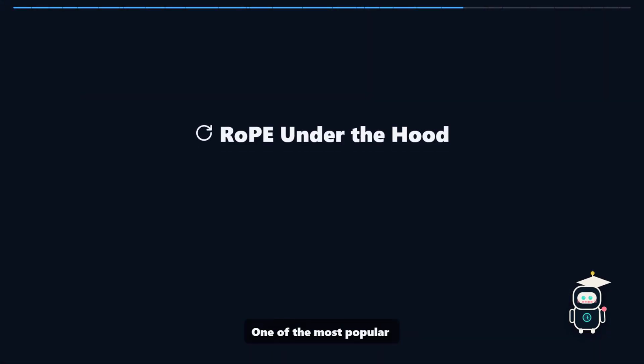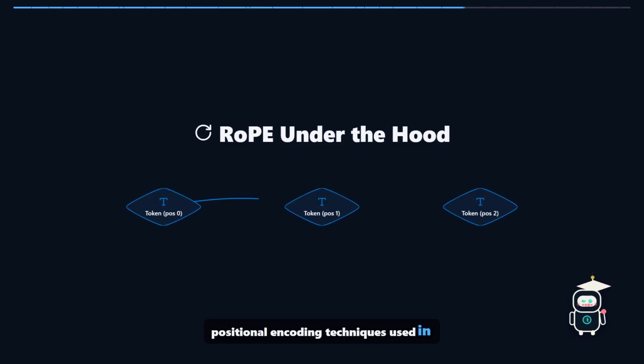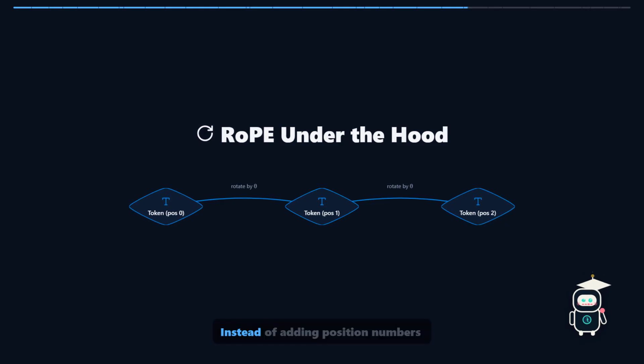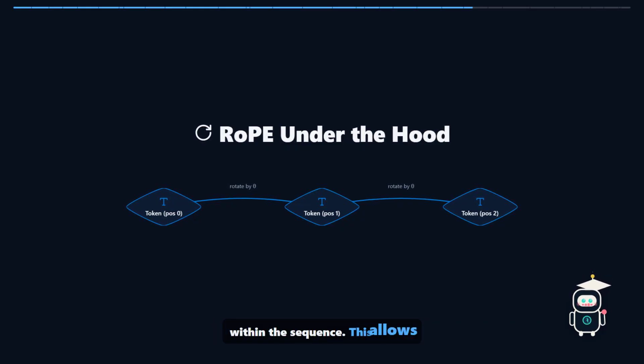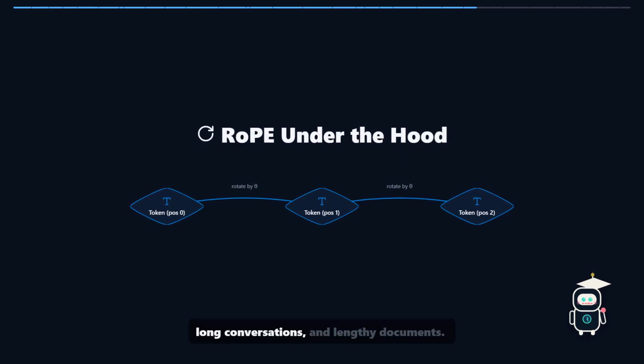One of the most popular positional encoding techniques used in modern transformer models is rotary position embedding, commonly called RoPE. Instead of adding position numbers directly to token embeddings, RoPE mathematically rotates portions of each embedding according to its position within the sequence. This allows the model to naturally capture relative distances between words, making it easier to understand phrases, long conversations, and lengthy documents.